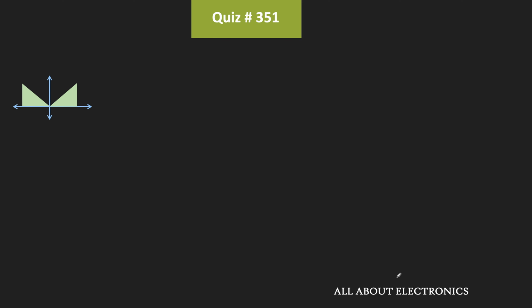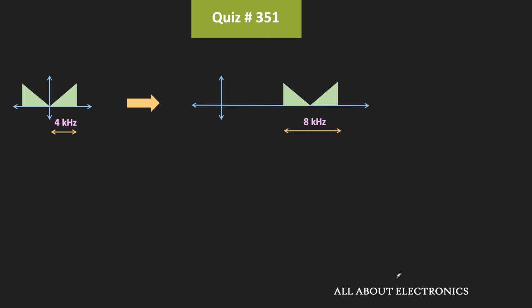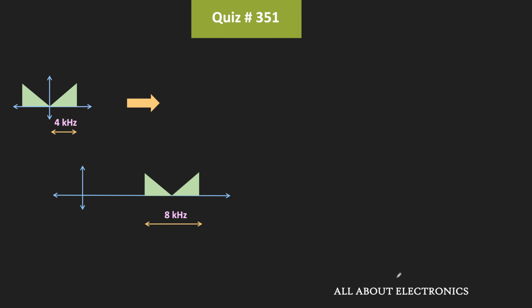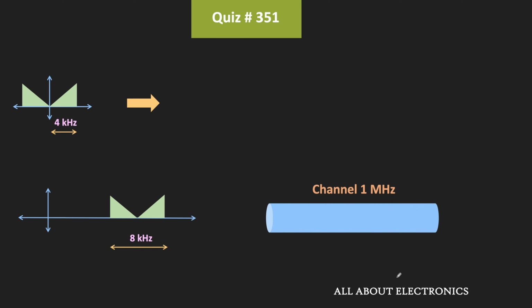So here the bandwidth of each voice channel is equal to 4 kHz. Now we know that once the channels are amplitude modulated, the total bandwidth of the voice channel will become 8 kHz. That means after the modulation, the bandwidth required for each voice channel is equal to 8 kHz. Now these voice channels are multiplexed together in the 1 MHz bandwidth.